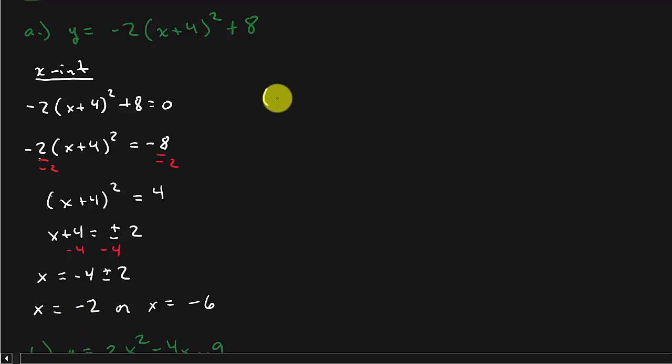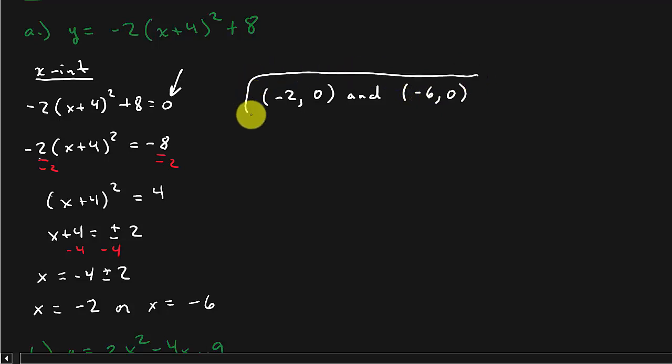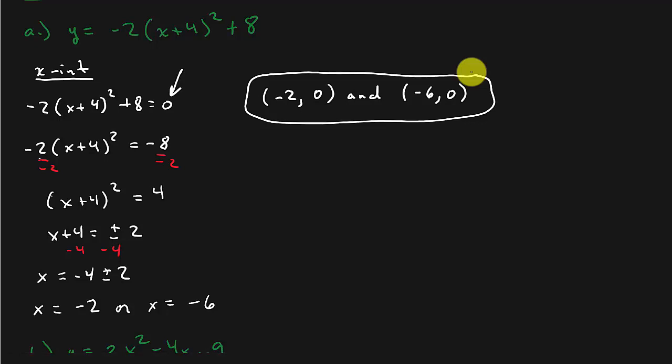So my x-intercept is negative 2. Okay, see, x is negative 2. Well, what was y? y was 0. Okay, and my other x-intercept is negative 6, 0. So there's your x-intercepts. Now let's find the y-intercept.